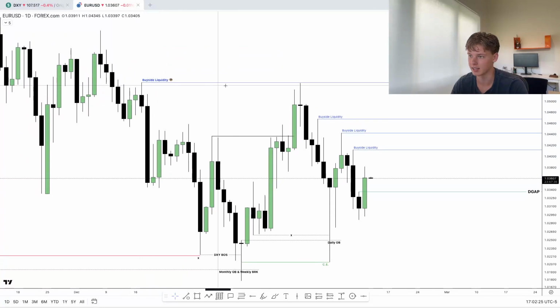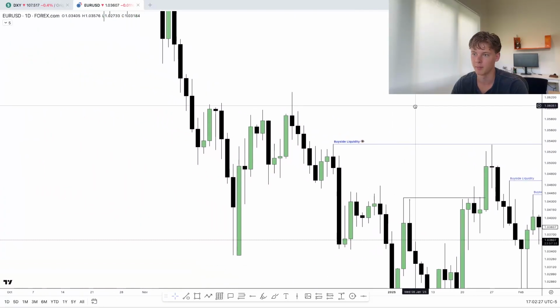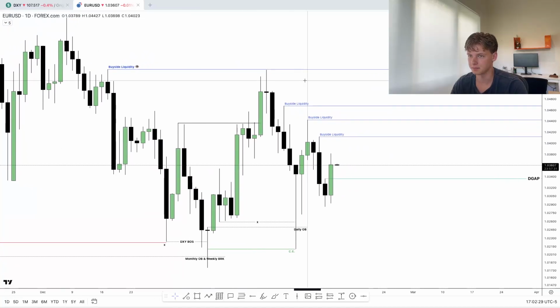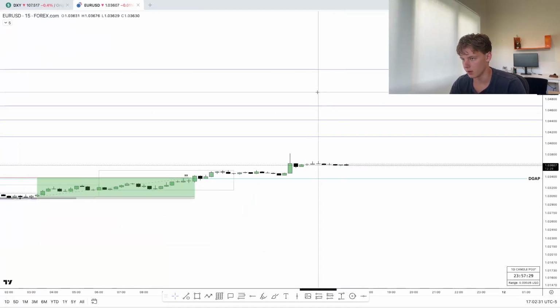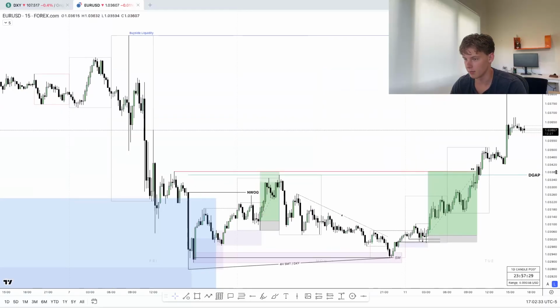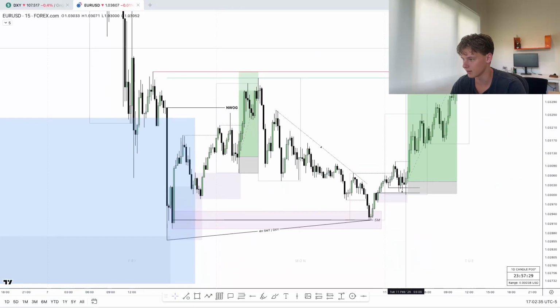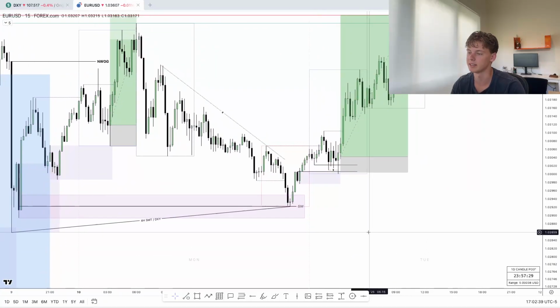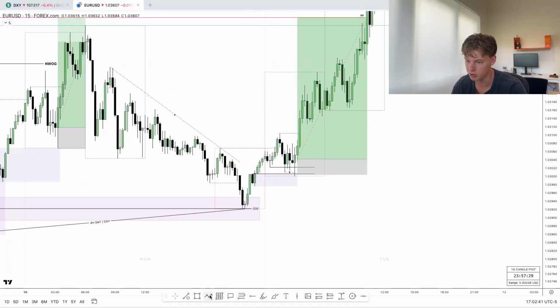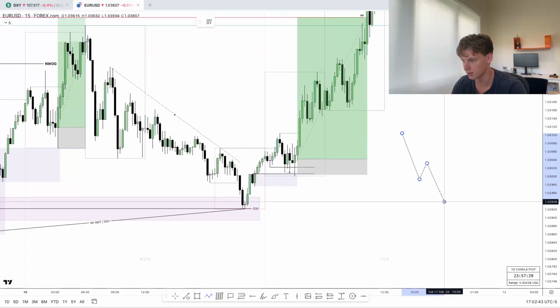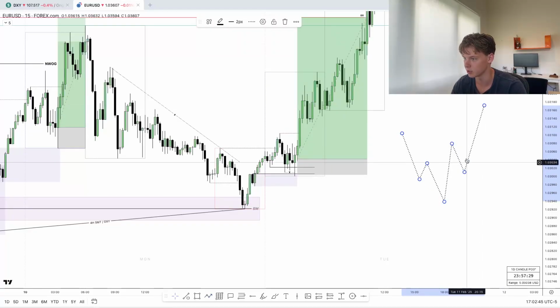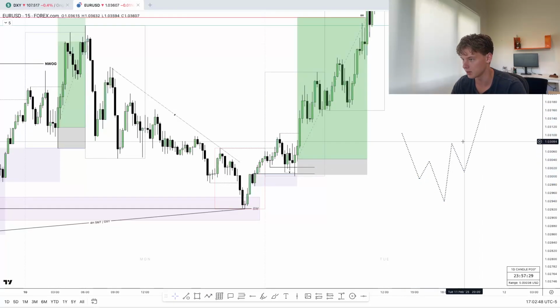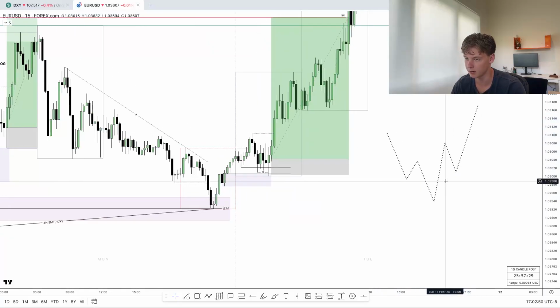Look at these daily equal highs right here. They're so clean. And I'm just going to go over the 15-minute time frame one more time to make you guys understand why I took this trade. So this is literally a textbook market structure shift. Like this, like this, like this, like this, and this is where I entered. And this happened to be stacked PD arrays.